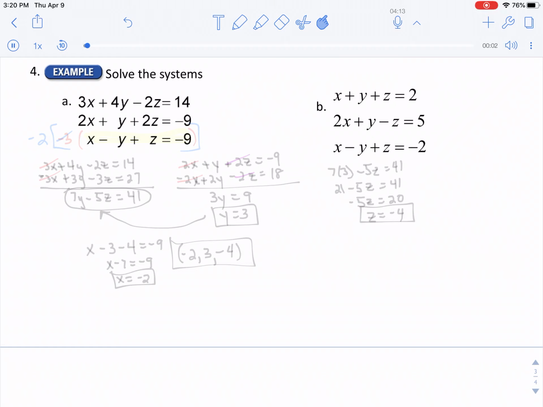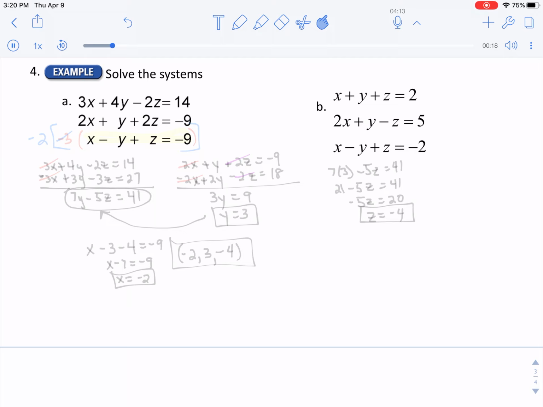All right, let's look at 4A for section 6.2. I'm not going to write the steps this time, but I'll verbalize them to you. We're going to pick two equations, and then we're going to eliminate one of the variables. So I'm going to take the first and the third equations.